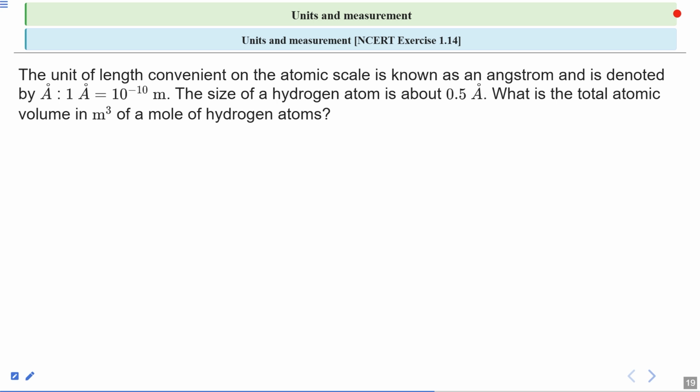In a mole of hydrogen atoms there are 6.023 into 10 to the power 23 atoms. You also have to keep in mind significant figures. The radius has only one significant figure. So I will give you guys 10 seconds.